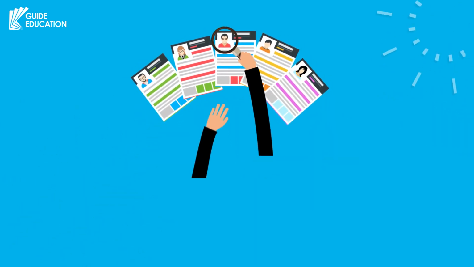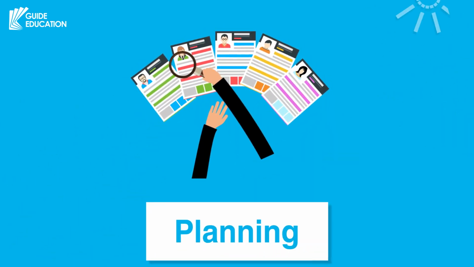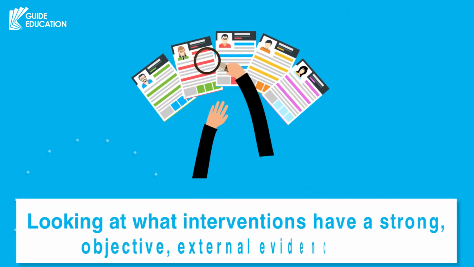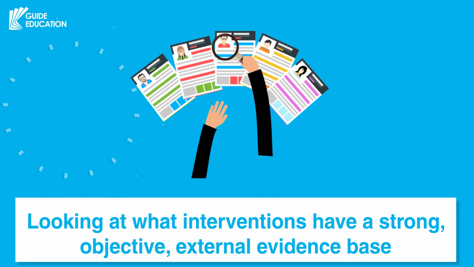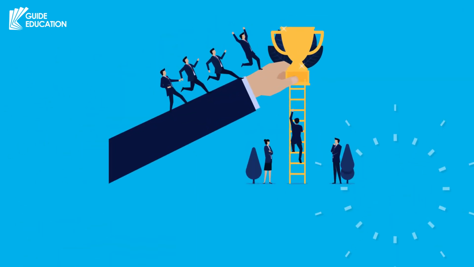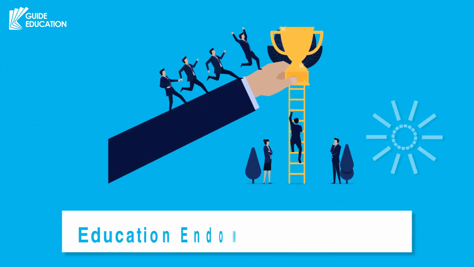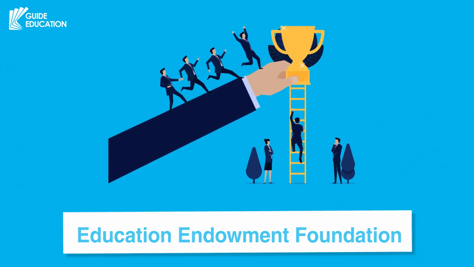So that talks about the assessment, really. That leads into the planning. In terms of picking your interventions, you really should be looking at what interventions have a strong, objective, external evidence base. So a couple of places to find shortcuts for this, really. I can't recommend the Education Endowment Foundation highly enough.